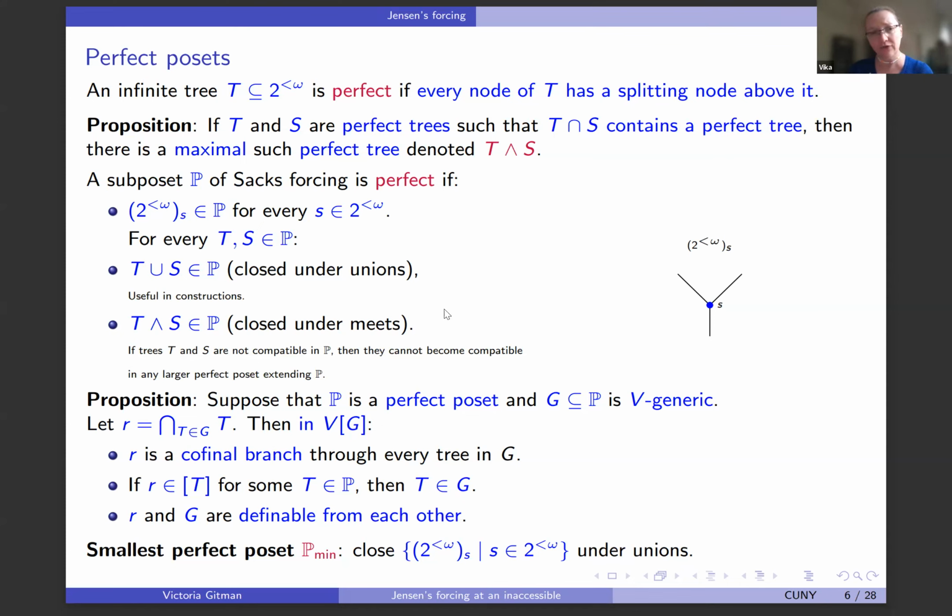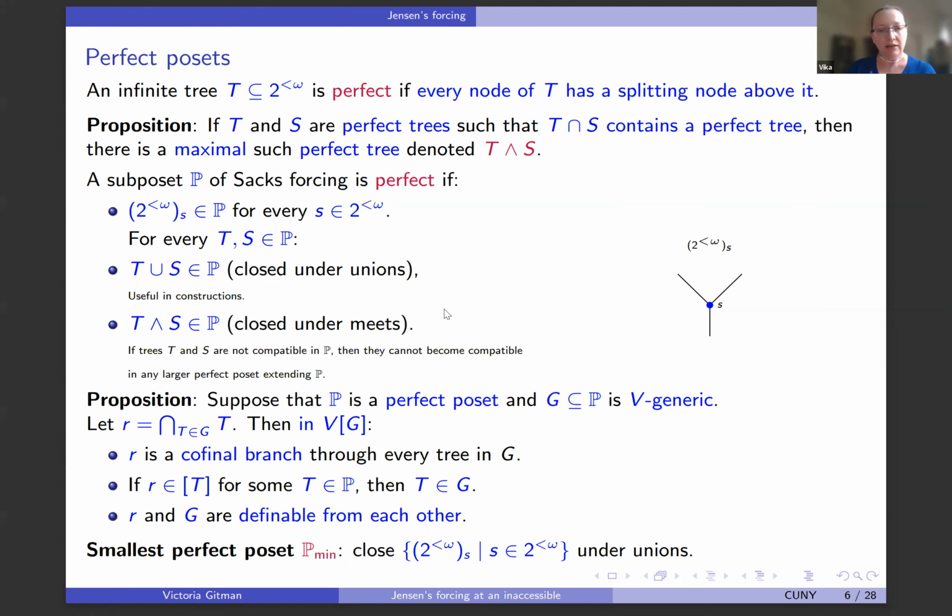And this is the same as for the full Sacks forcing. So the real is the cofinal branch, which is the intersection of all the trees in the generic. Then you can construct the generic from the real, because the generic is just all the trees in the poset which have this real as a cofinal branch.